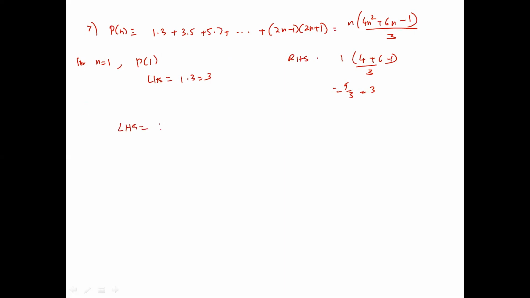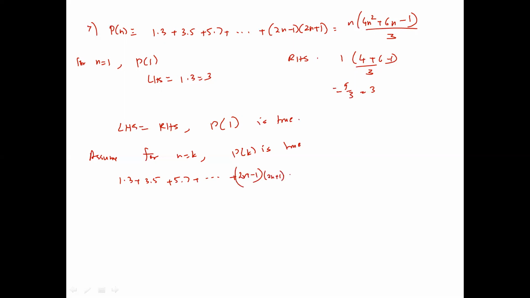Because left side and right side, both the answers are 3, we can say P of 1 is true. Now assume for n equal to k, P of k is true. So left side, 1 into 3 plus 3 into 5 plus 5 into 7, and so on, 2n minus 1 into 2n plus 1, but in place of n, we will put k. 2k minus 1, 2k plus 1 will be equal to right hand side answer, n is k, k into 4k square plus 6k minus 1 by 3.